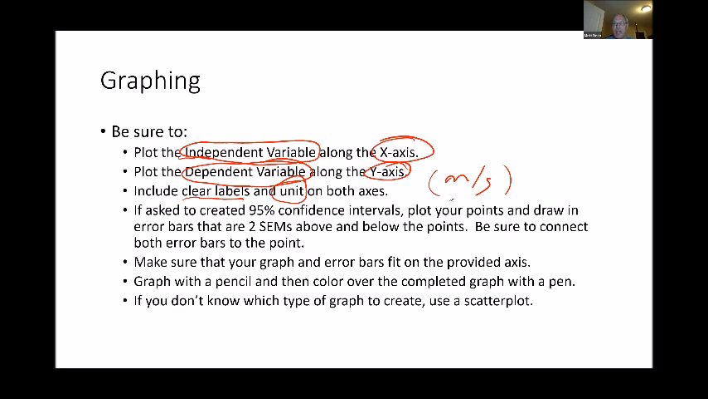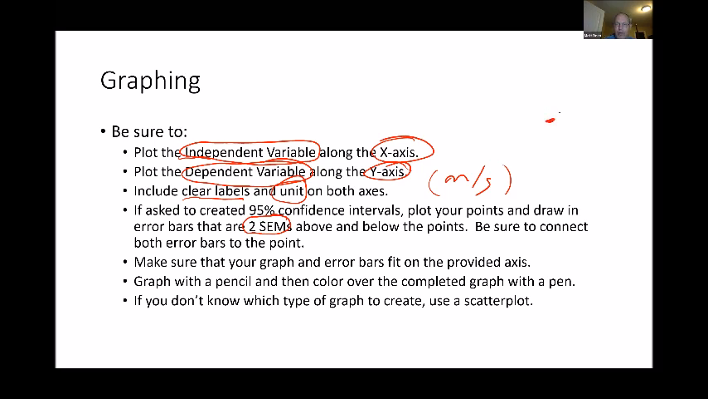If you're asked to do 95% confidence intervals, plot your points, and then at each point, you're going to go up from each of those points. You're going to go up 2 standard errors of the mean. And those are going to be given to you. The SEMs are going to be given to you. You're going to go 2 times the standard error of the mean up.